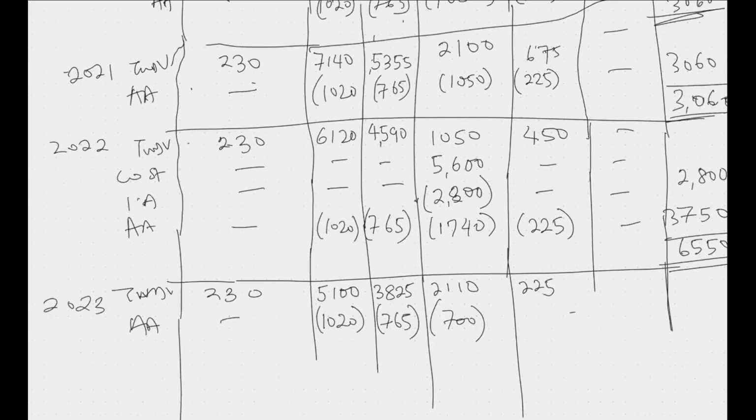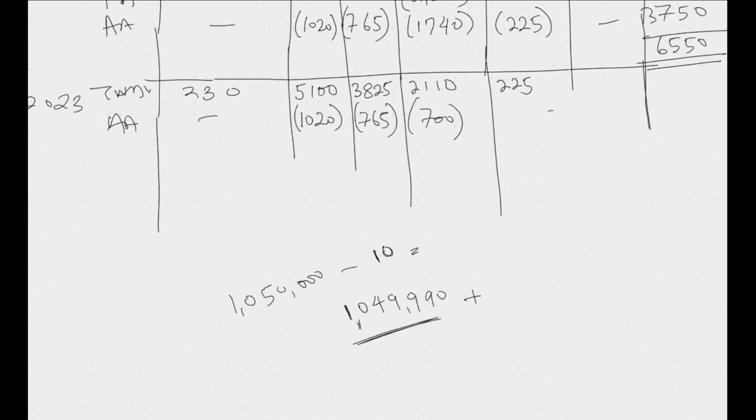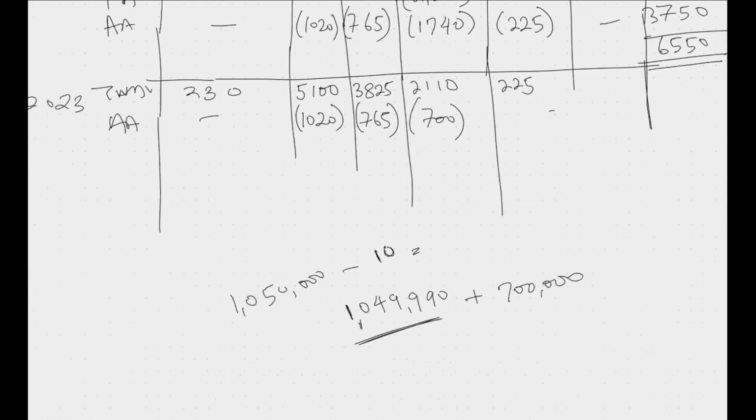Yes. Minus 10 million, it should have been 1,750-something. So 50-something: 1, 0, 4, 9, 9, 9, 0. That's what you will have. Okay? Plus 700. So we have 700,000. 1, 7, 4, 9. So because it is this now, you now have 0.9.